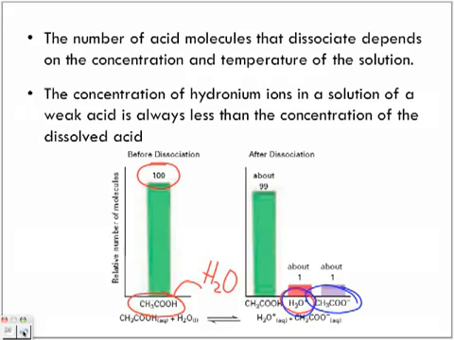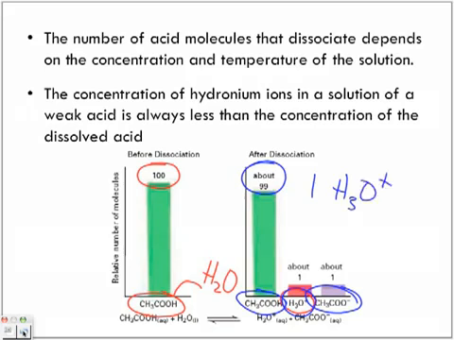Which means the other 99 acetic acid molecules will remain in their full, uninterrupted formula. So the molecule will appear as is. It will not give off that hydrogen proton to the water to form the hydronium ion. So 99 out of the 100 will not give it off, and we're only going to form one hydronium ion.